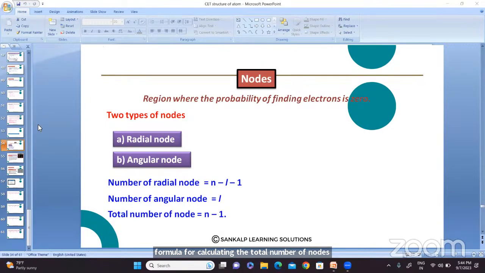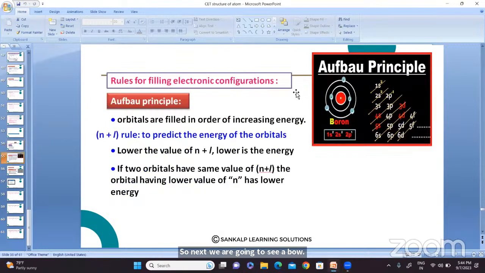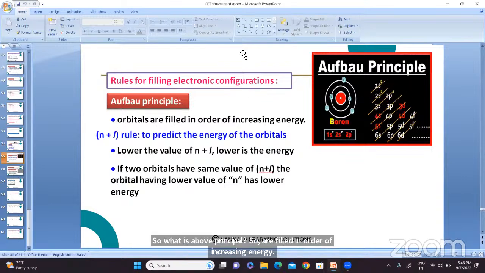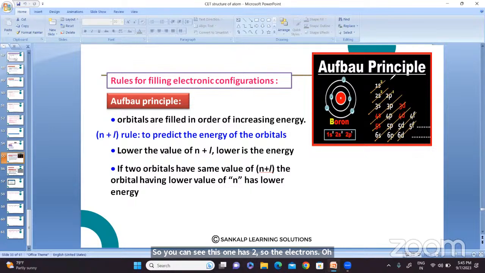So next we are going to see the Aufbau principle. These are some of the rules for filling up the electrons in the electronic configuration. So what is the Aufbau principle? Orbitals are filled in order of increasing energy. So you can see this 1s2. First the electrons are filled in 1s2, then it goes to 2s2.